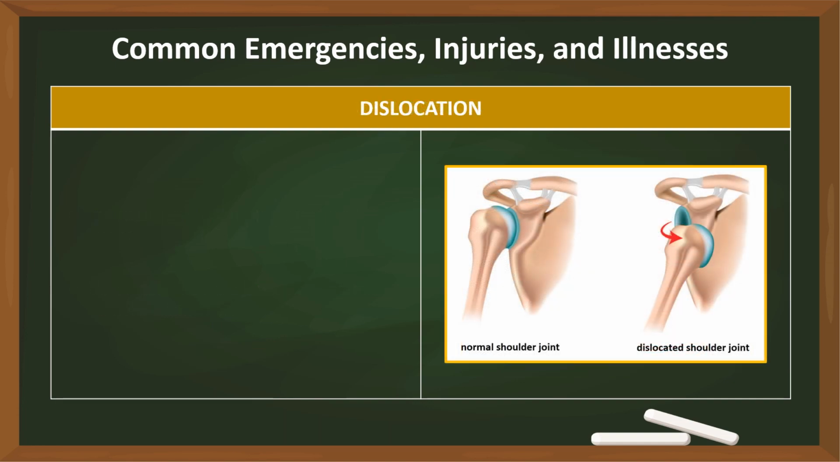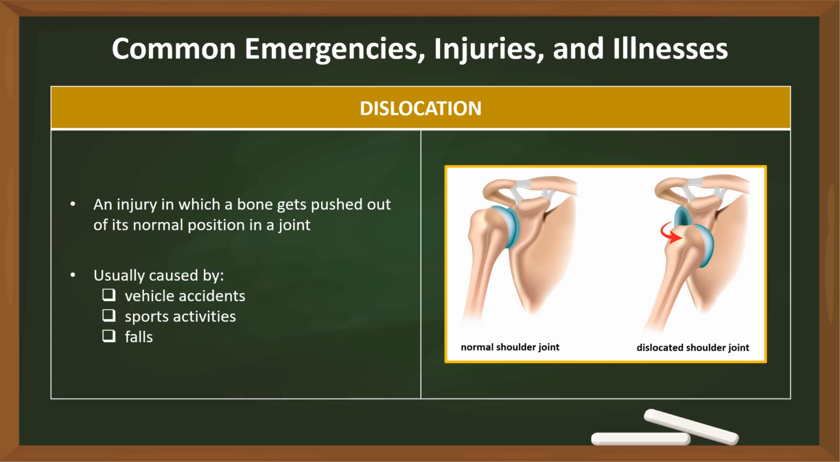Then, we have injuries called dislocations. A dislocation involves a bone that gets pushed out of its normal position in a joint. It's usually caused by vehicle accidents, sports activities, and falls.